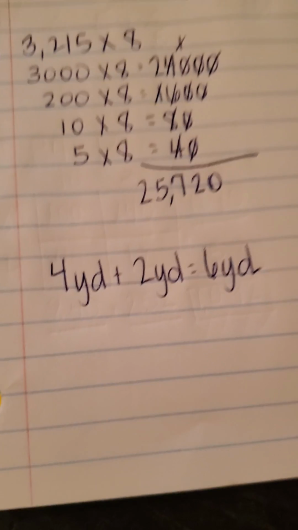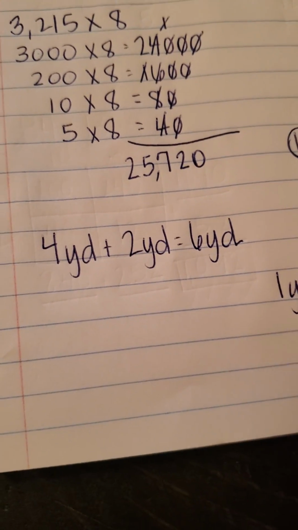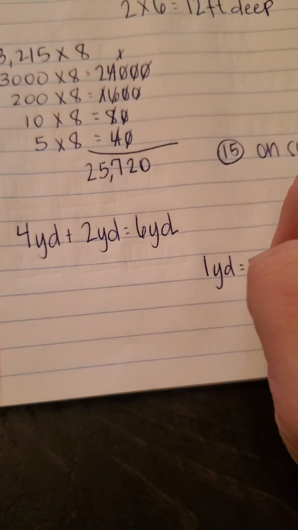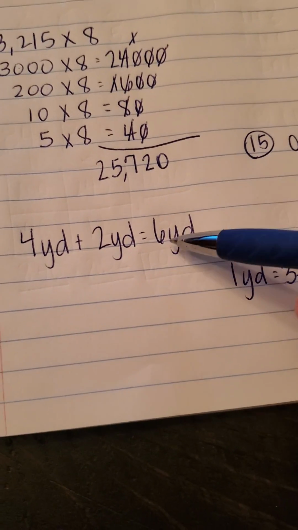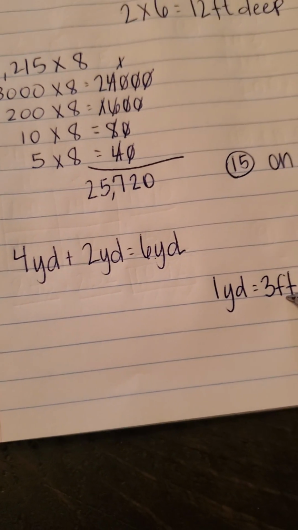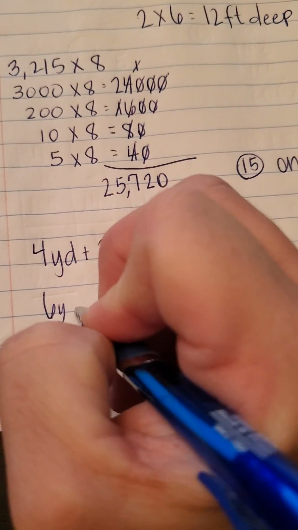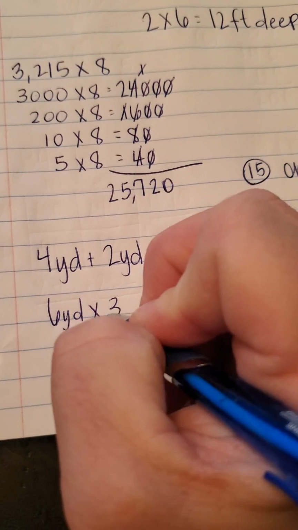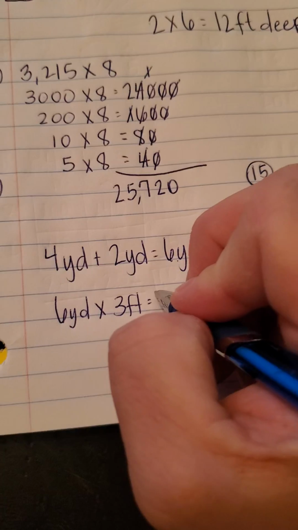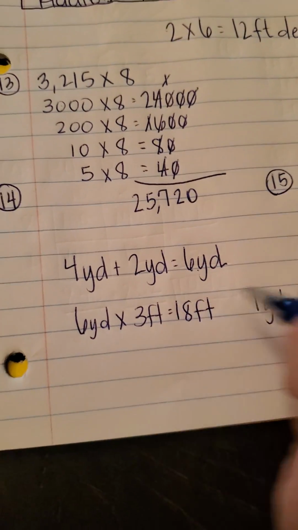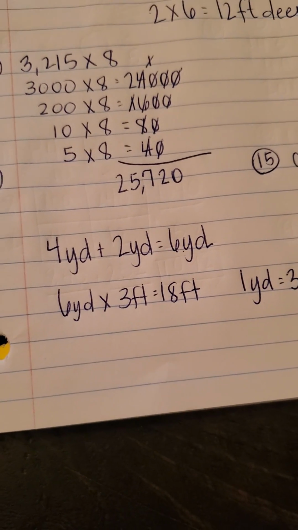How many feet are in 1 yard? Okay, so we've learned this before. We know that 1 yard is equal to 3 feet. So now I need to multiply how many yards I have by the number of feet in 1 yard. So I have 6 yards times 3 feet. 6 times 3 is 18. So how many feet is that all together? That is 18 feet.